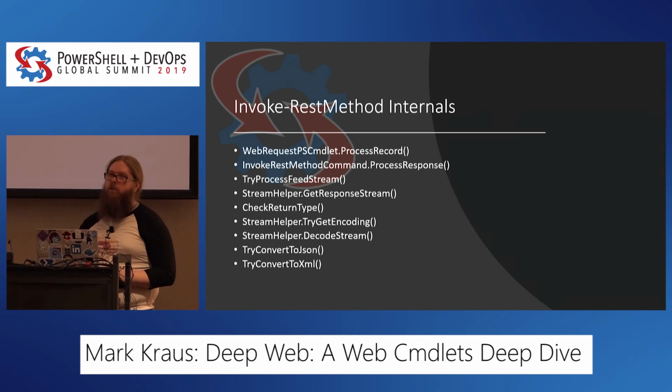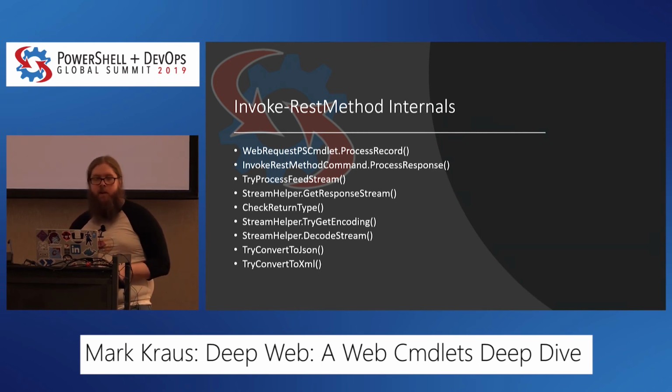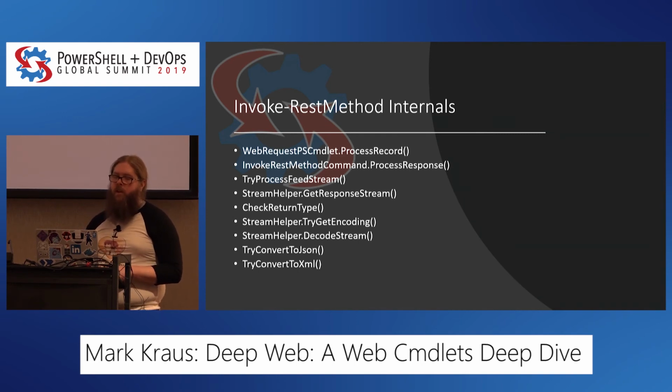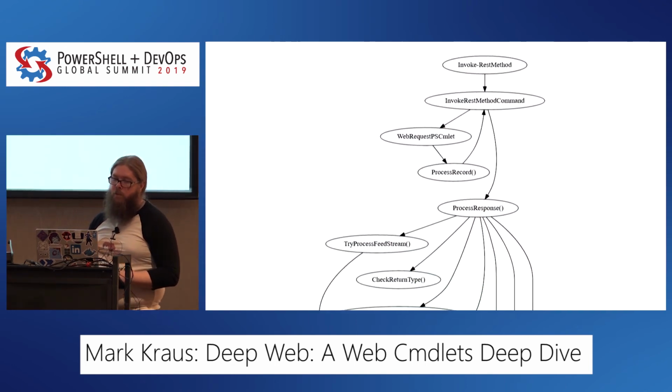It checks the return type to see, oh, did they say that the content of this is application/json? Maybe that's JSON. Maybe I should do that. Then it tries to get the encoding that's on it. So was this UTF-8? Was this one of the 4 million other Asian encodings that are possible? So it checks that and tries to figure out what the string is encoded as. It decodes the string. And then it's like, okay, let me try to convert it to JSON. And then that failed. Let me try to convert it to XML. And then ultimately gives back a string. And that's what this looks like.